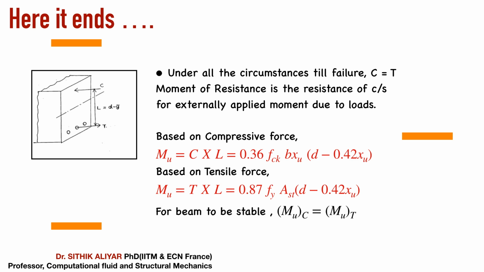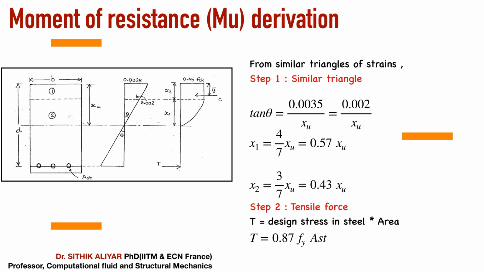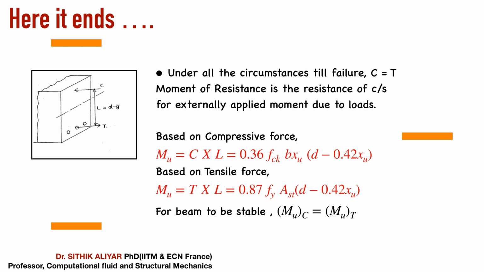The rotational distance is D. Small d is nothing but the effective depth. You see the first figure, small d is from the top to the bottom of the reinforcement, and Y bar is the distance from the top to the C central point. If I subtract d minus that Y bar, you will get the distance between C and T, the distance between where compressive force is acting and where tensile force is acting. Y bar we have calculated as 0.42 into XU. So d minus 0.42 into XU is the distance.